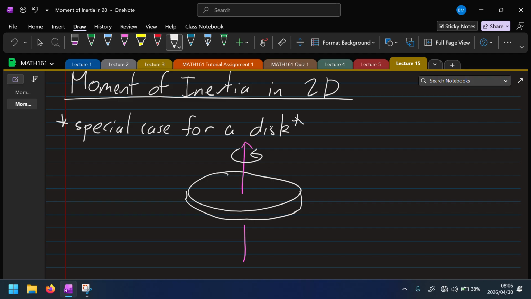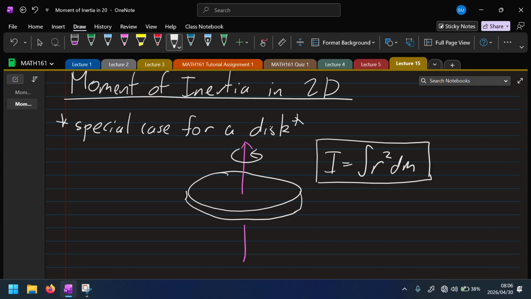Now, the formula is the same. I equals the integral of r squared dm, but that dm will change, again, depending on the situation. So it's the same formula for all of the cases; it's just this dm that changes. In the one-dimensional case, we replaced this dm with the linear density times the length. In the two-dimensional case, we're going to replace the dm with the two-dimensional density times the area.